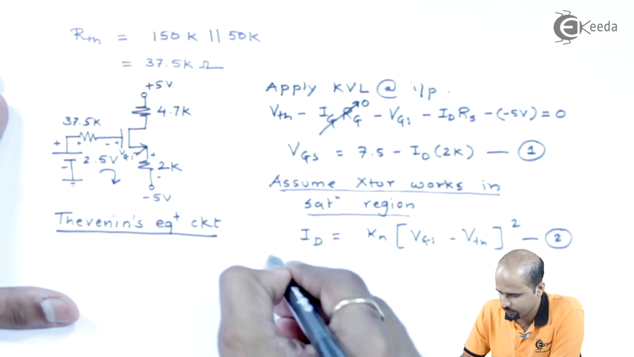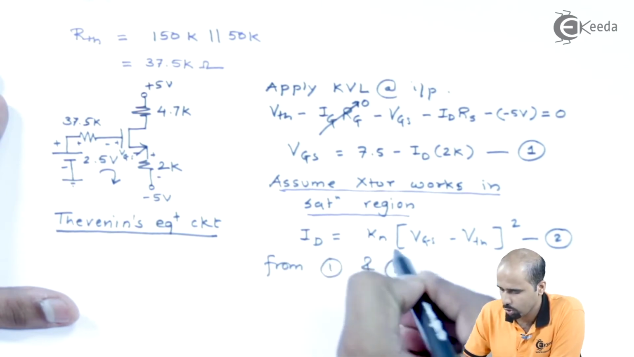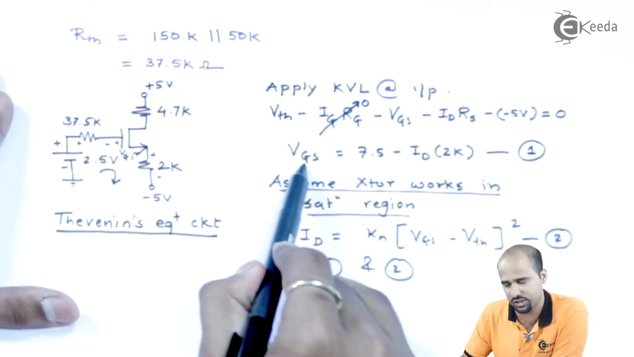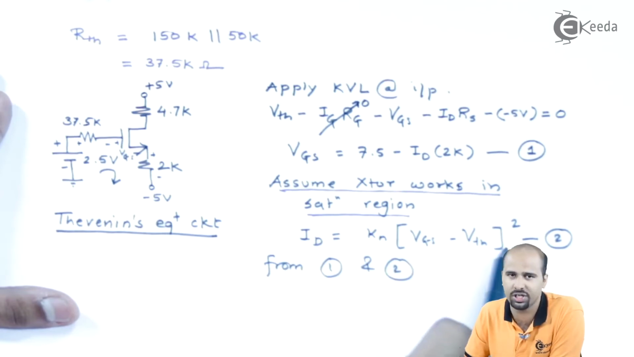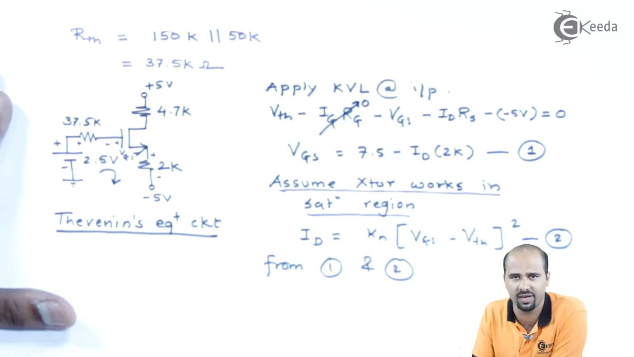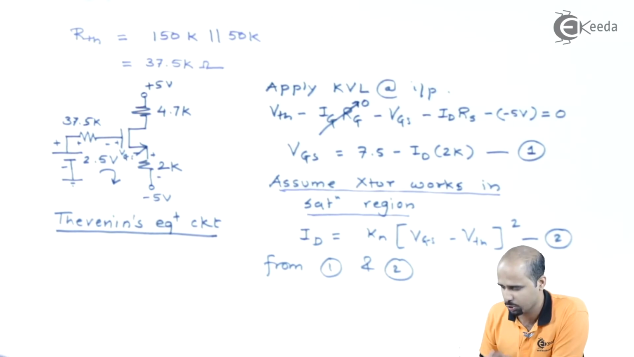Then from equation number 1 and 2, what do we have to do? Yes, we have to put the value of VGS into equation number 2, then we will get a quadratic equation in terms of the variable ID. We will get two roots of ID, that is ID1 and ID2. Find out ID1 and ID2 and come to me. Pause the screen, do that work.